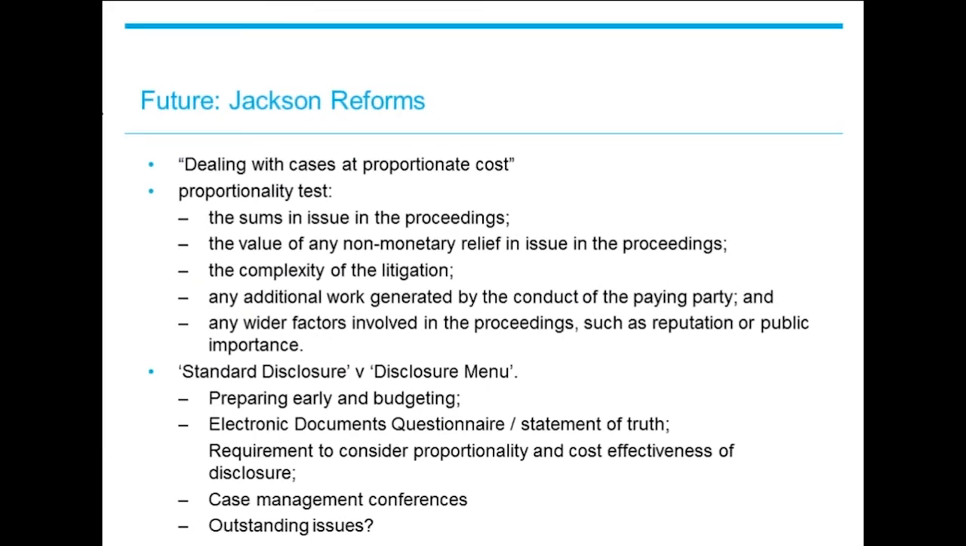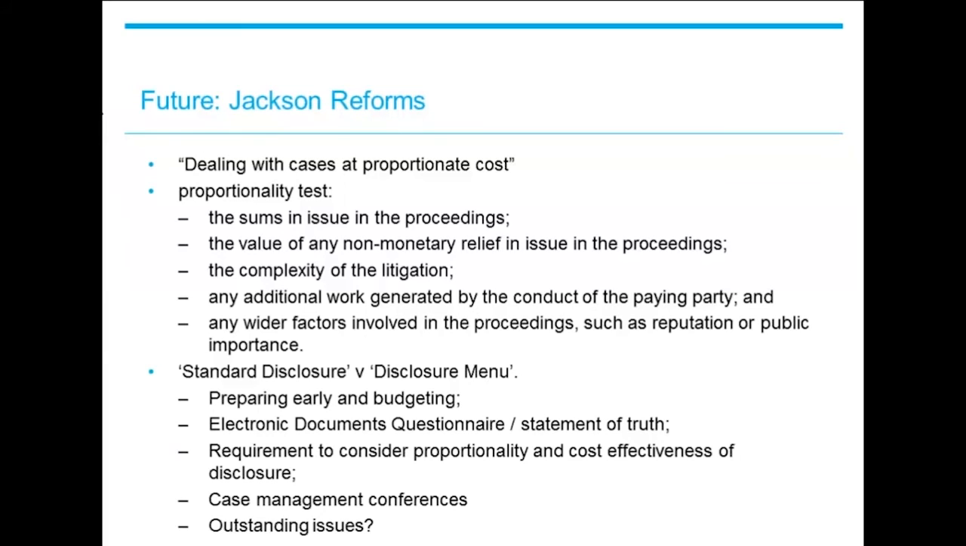There is a further key change from Jackson. There is no longer a presumption of standard disclosure. Now courts have the ability to choose from a menu of potential disclosure options, including dispensing entirely with disclosure, disclosing only documents on which a party relies, and request any specific disclosure from the opponent. This is commonly the process used in international arbitration.